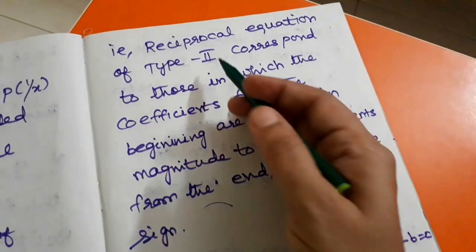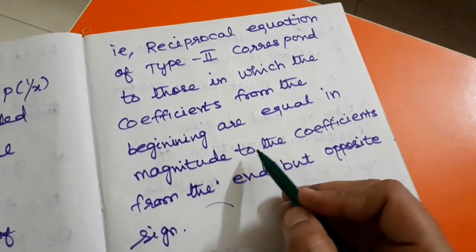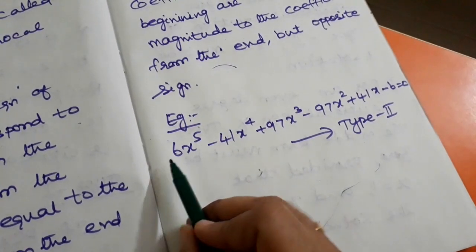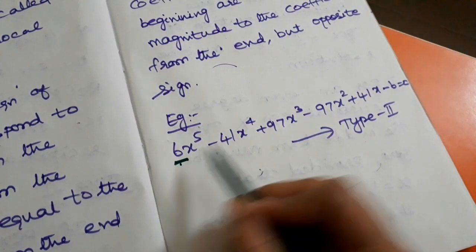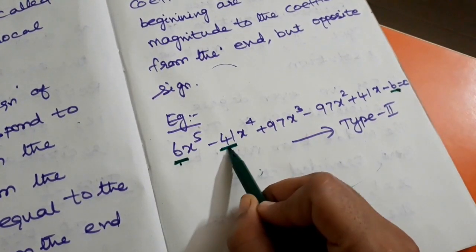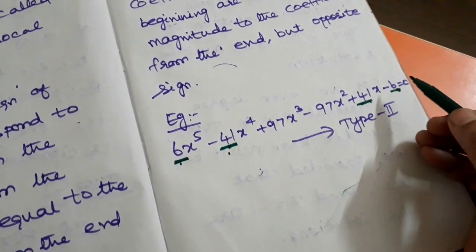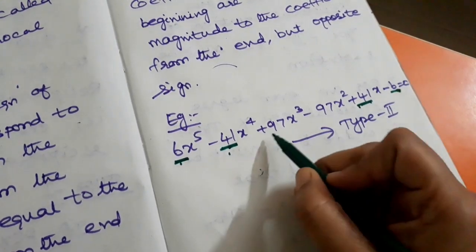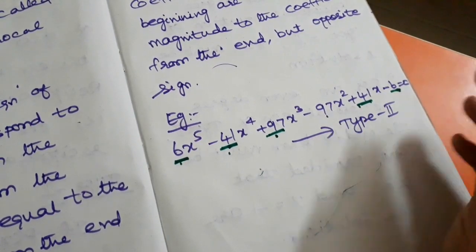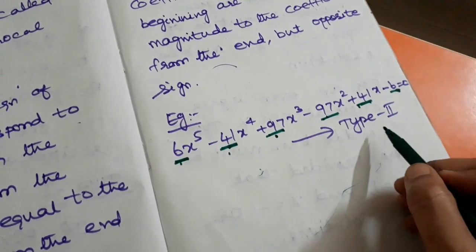Now a type 2 reciprocal equation is one where the coefficients are equal in magnitude but have opposite signs. For example, the coefficient of the first term is 6 and the coefficient of the last term is minus 6. The coefficient of the second term is minus 41 and the coefficient of the second term from the last is plus 41. The third term is plus 97 and the third term from the last is minus 97. So just opposite signs. This is called type 2.